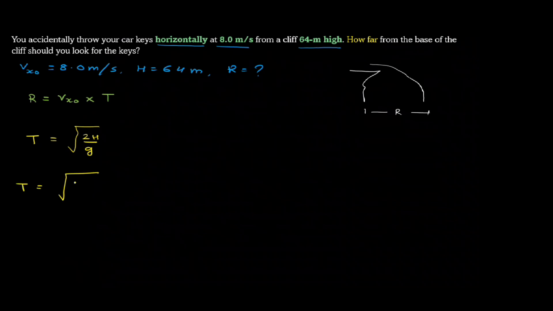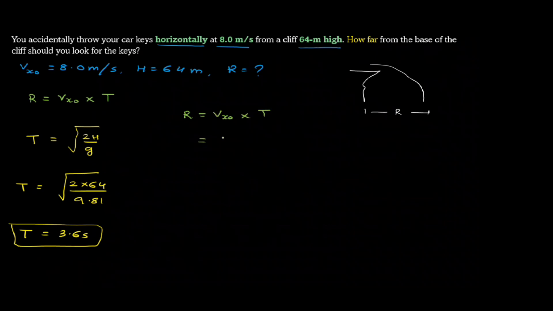T equals square root 2 times h, which is 64, divided by g, which is 9.81. And when you solve this, you get the time of flight to be equal to 3.6 seconds. Now we will substitute this value in the equation for range. I will calculate my range r as x component of velocity times the time t, which is 8 times 3.6. That gives me the range r as 28.8 meter. So this is how far you must look for your keys from the base of the cliff.